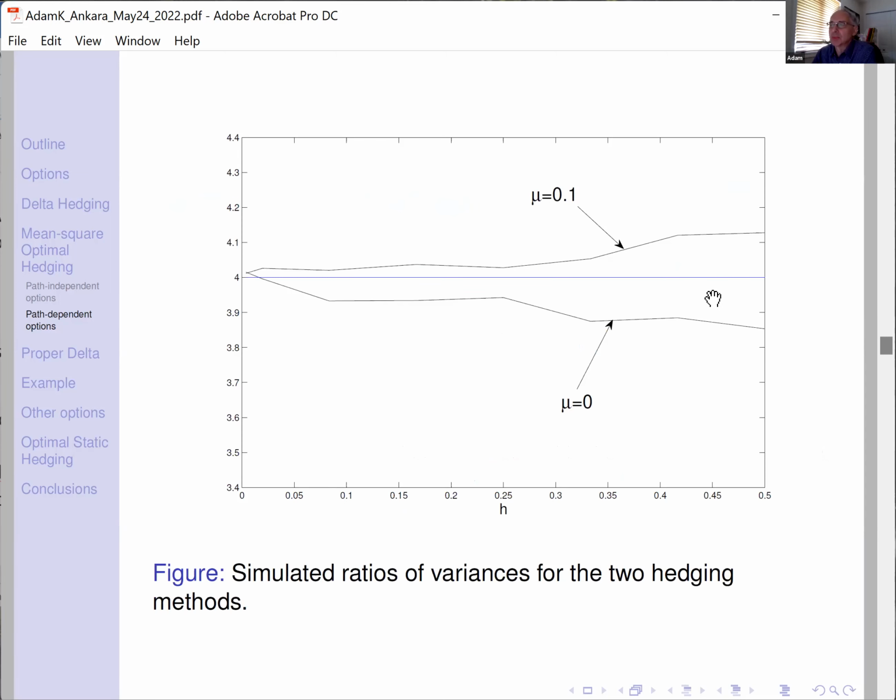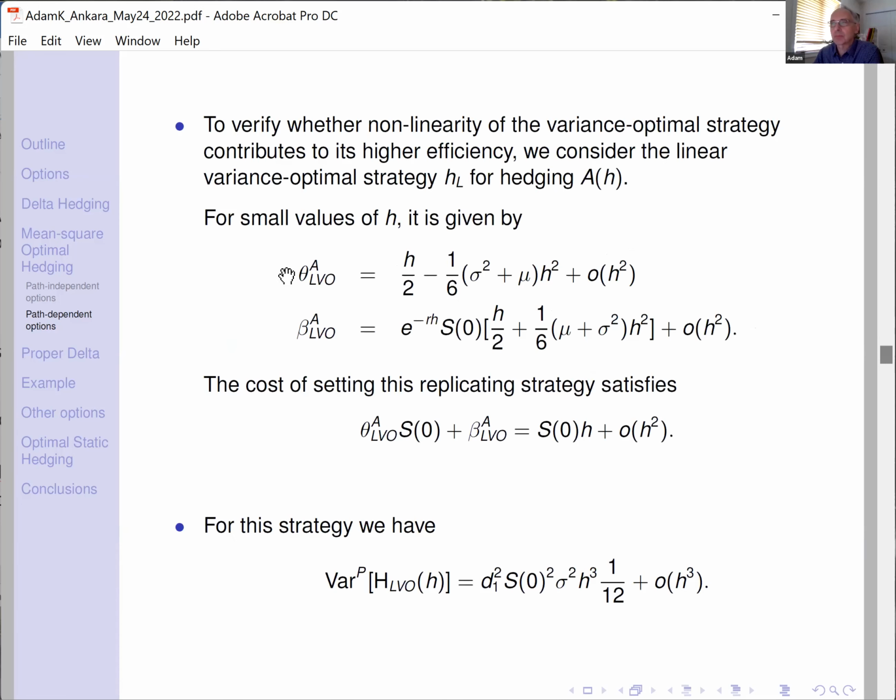And this is a result of simulation. I use empirical process by choosing different rates of returns. Actually, should be nu, not mu. And then on the x-axis, we have the length of the hedging period. So as the length of the hedging period gets shorter and shorter, you can see the ratio of the variances indeed converges to 4, regardless of the parameter of the true rate of return.